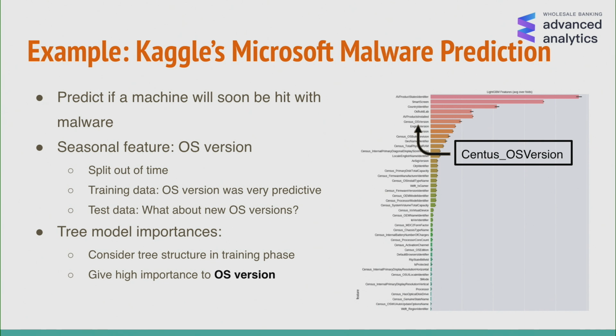So what happens is if you use tree model importances, they typically look at the training phase. They look at the tree structure that is constructed during training, and they calculate feature importances from there. So they would give a very high importance to the version. For instance, here I got this from a kernel on Kaggle, and you can see that the OS version is the 6th most important feature marked by LightGBM with the importance of gain.